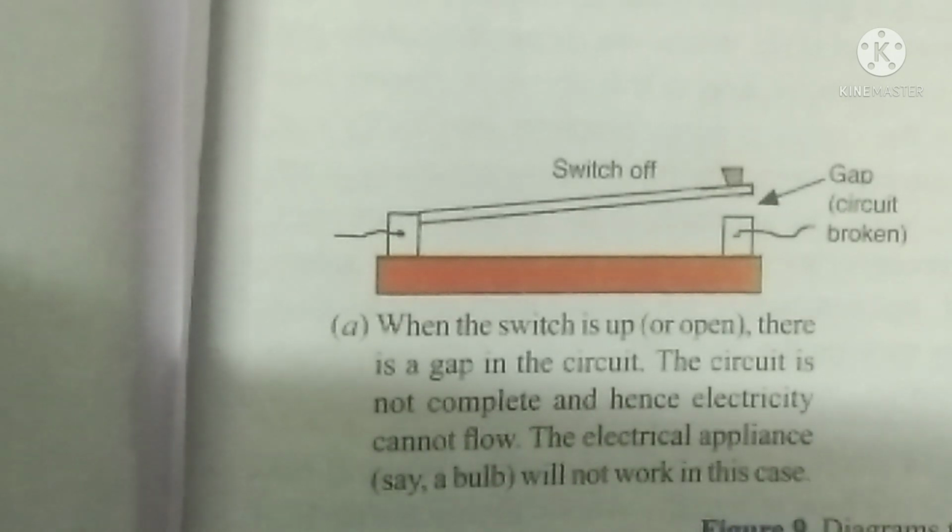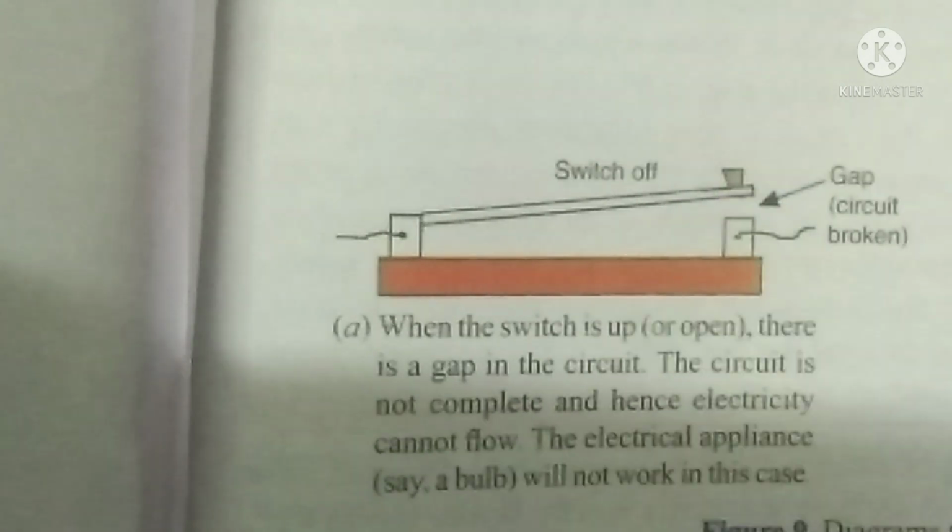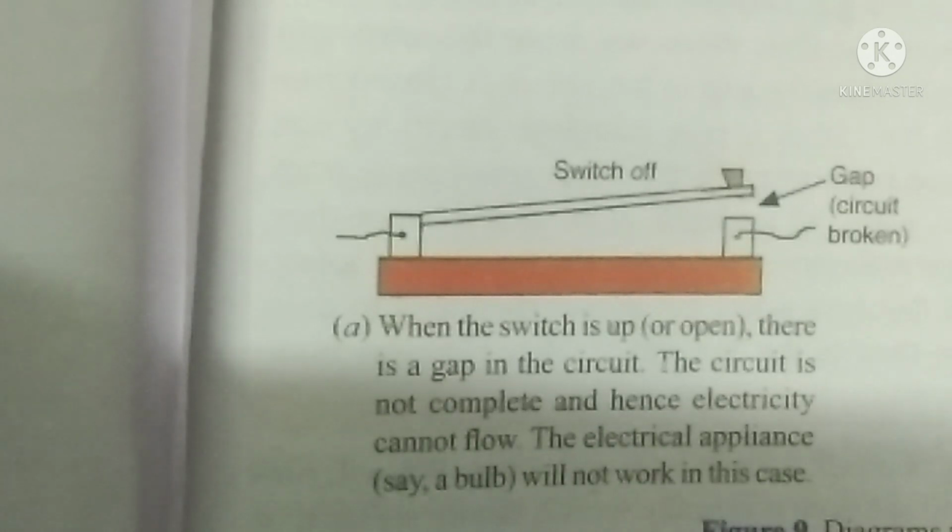So whenever you switch off the fridge, the fan, or your TV, what we are doing is just pressing it in the opposite direction. The on direction is different, and the off direction is also different. In the off direction, when you press it, the connection gets broken. So the flow of electricity will stop, and whatever appliance it is, it will stop working.